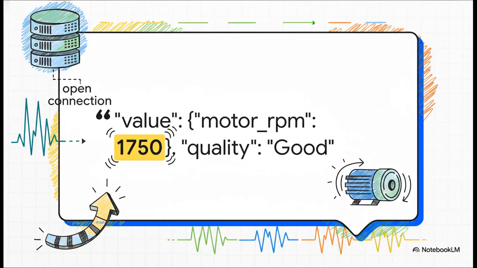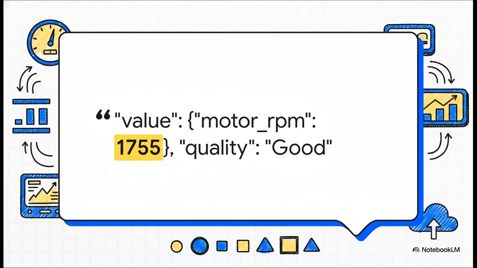So the second a value changes on the server, bam, it sends a message right down that open pipe. And if you look at the payload, it should look really familiar. It's that exact same value, quality, timestamp structure we've seen before. Right here, we can see the motor RPM is sitting at 1750. And then a second later, there's another one. See, the RPM just ticked up to 1755. This is what we're talking about, a continuous, super low latency stream of updates. It's absolutely perfect for something like a live dashboard.